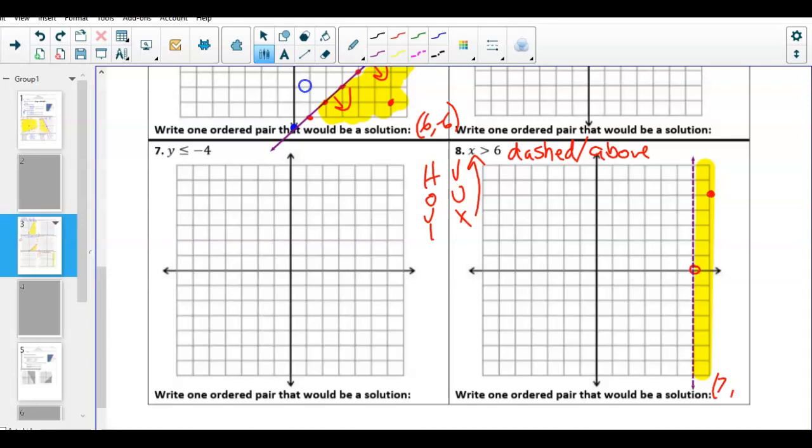If we were going off the graph, we could choose anything above 7 or above 6. So I could say 10, whatever. I could say 1,000,000, whatever. So that is how we graph linear inequalities and determine the solutions. Now, I want you to practice this.